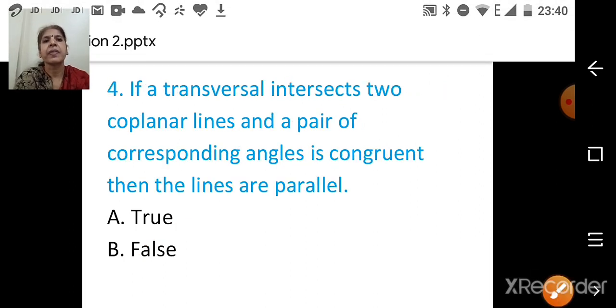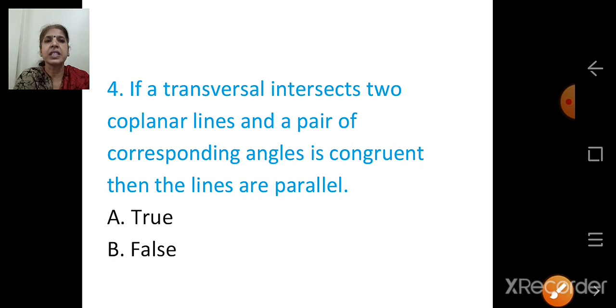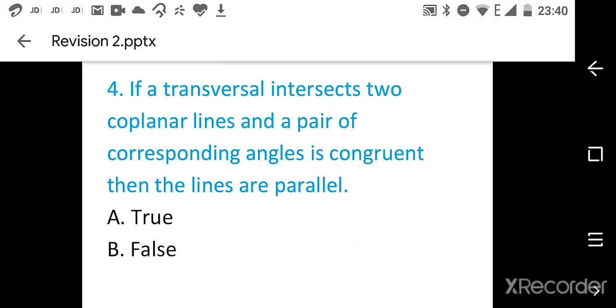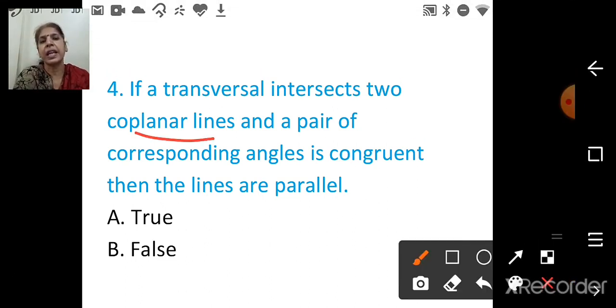Next one is, if a transversal intersects two coplanar lines and a pair of corresponding angles is congruent, then the lines are parallel. So we can say it is the converse of that. It is mentioned that a transversal intersects two coplanar lines. When we say coplanar lines, it means the lines are in the same plane. And it is given that a pair of corresponding angles is congruent. And we have studied, if corresponding angles are congruent, lines are parallel. So it is true.